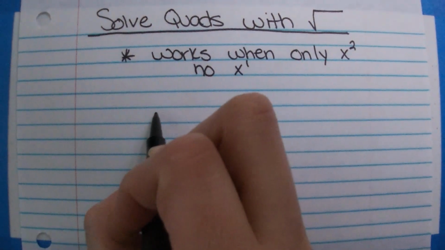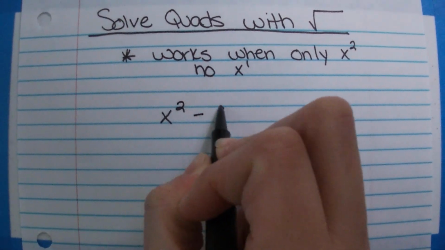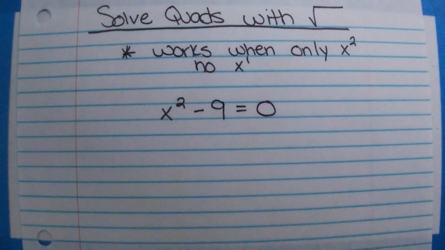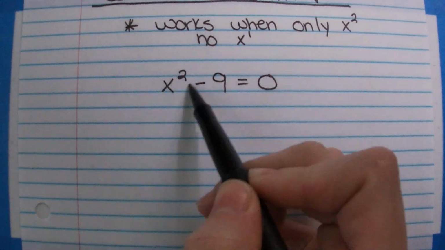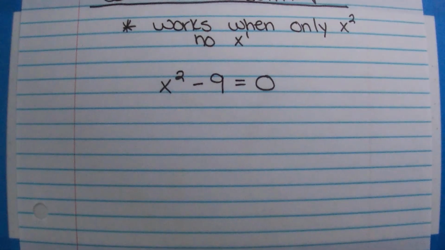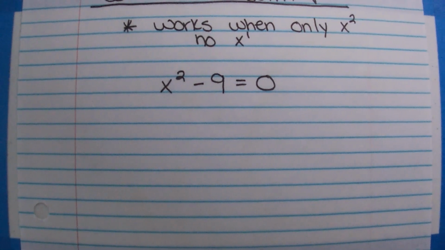So maybe we have something like x squared minus 9 equals 0. So if we look at this, we see an exponent of 2 on an x, but nowhere do we have an x that has an exponent of 1. So when we go to solve these, we are going to do basic equation solving.